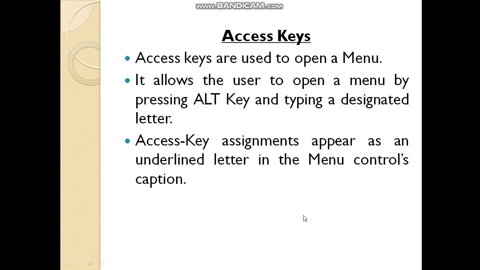In this class I will explain shortcut keys, access keys and one program. In the last class we saw how to create shortcut keys. Shortcut keys are a combination of control keys, and access keys are a combination of pressing the alt key. Access keys are used to open a menu. It allows the user to open a menu by pressing the alt key and typing a designated letter.